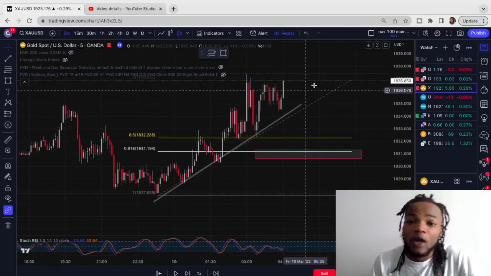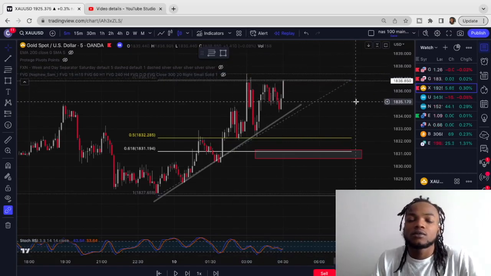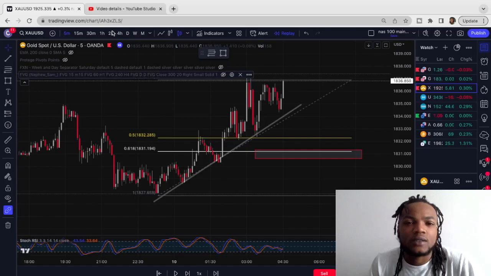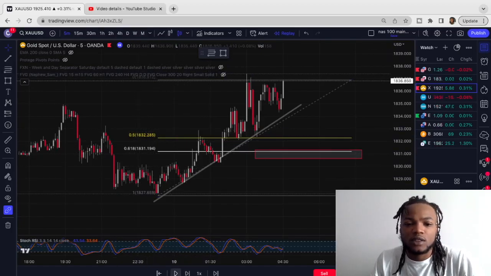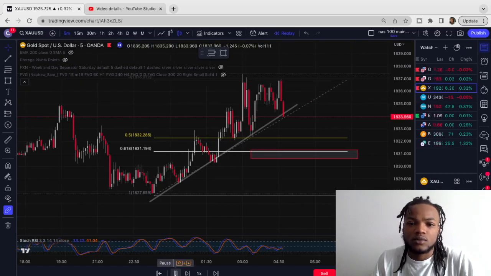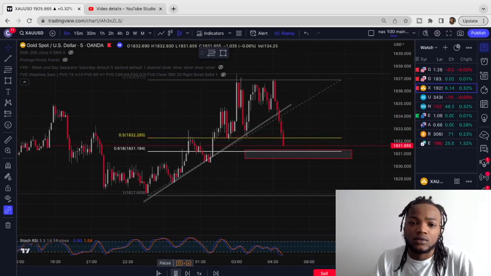Some people are going to hop in before a buy. Oh, it's about to break out this zone. It's a squeeze. Be patient. Be patient. So let's watch it and see what happens. Rejection. Rejection.